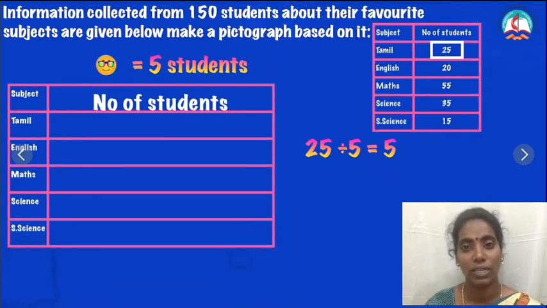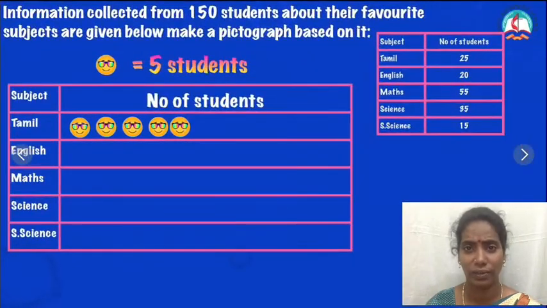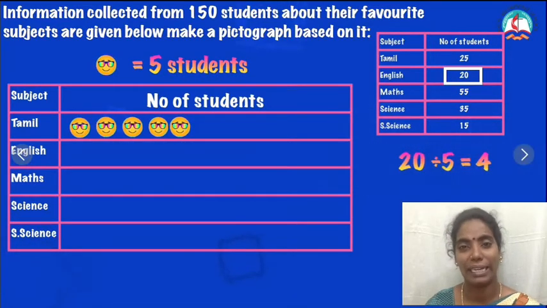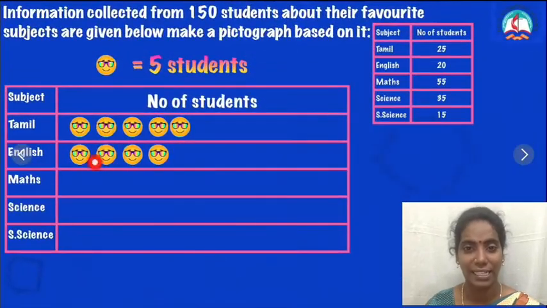Now shall we see the next one? What is the next one? 20. 20 goes in the 5 table. How many 5s are in 20? When you divide 20 by 5, what will you get? Exactly, 4. So how many smileys are we going to draw now? 4. Each smiley represents 5 students. 4 fives are 20. Again, what will you get? 20. Right?